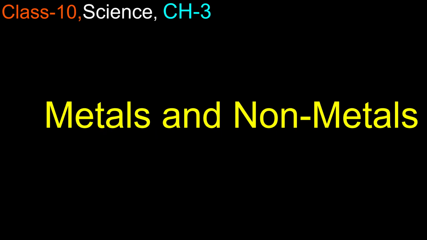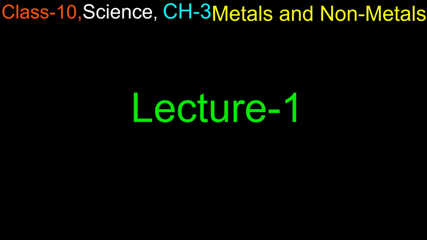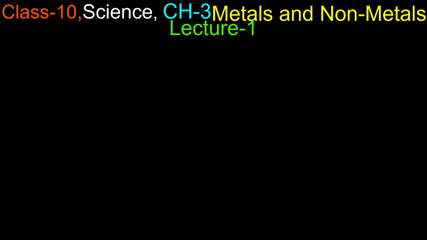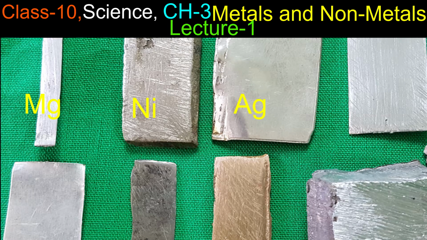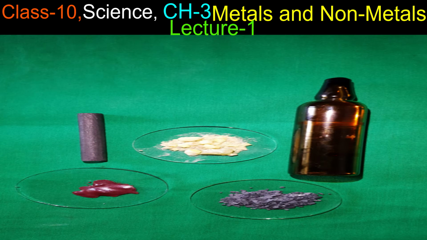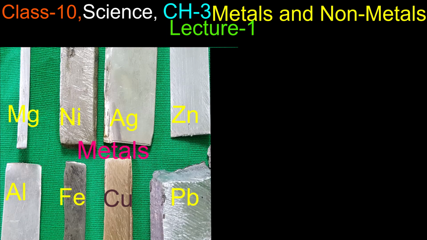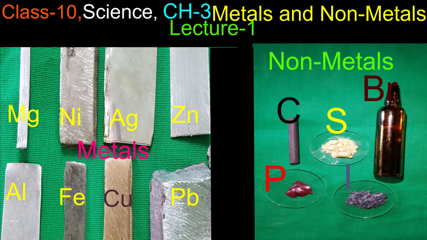This is class 10th, Science Chapter 3, Metals and Non-Metals, Lecture 1. Look at this set of some of the elements. And now another set of elements you see here. In this first set of elements, all elements look similar, while in the second set, these elements look different than the elements in the first set.